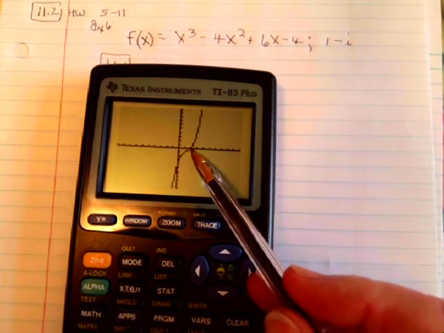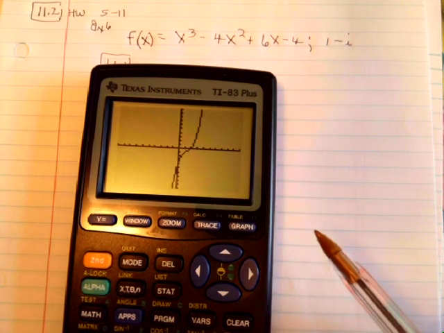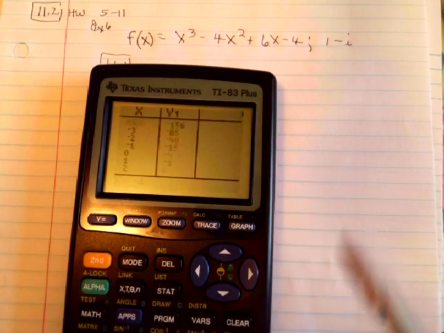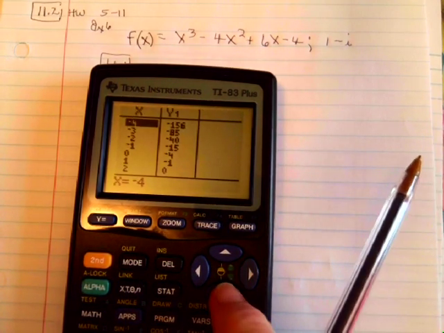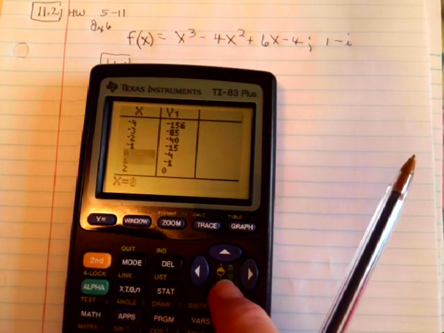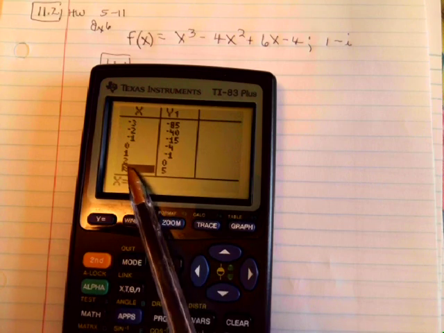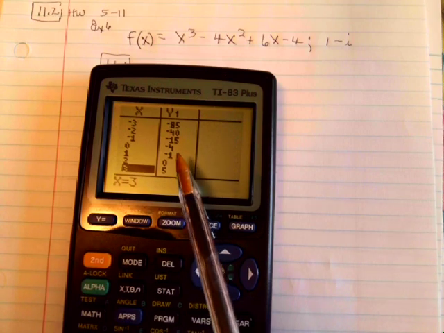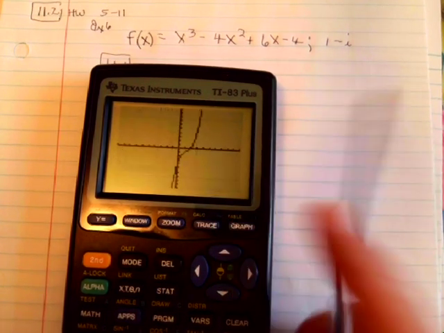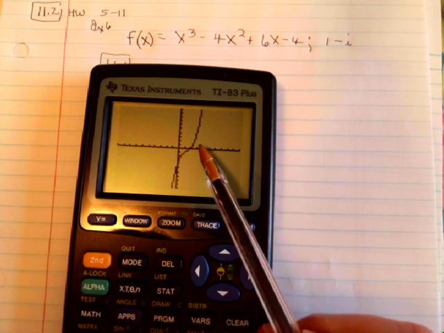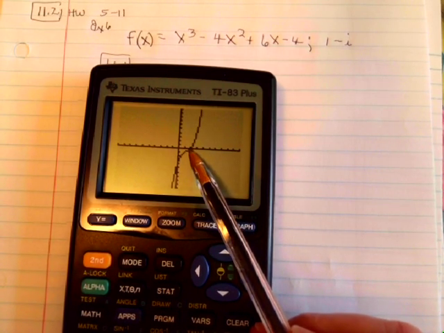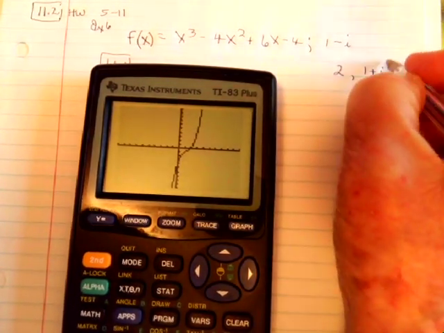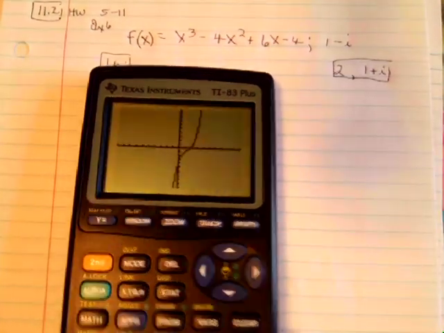Notice that this crosses at 2, or at least it looks like it crosses at 2. If you ever want to be sure, you go second graph, shows a table. Whenever the y value is 0, whatever the x value is tells you that that's one of the zeros, because when this crosses the x-axis, y is 0. So that point right there is (2, 0). So I know 2 is my other answer. So 2 and 1 plus i. Got my 3 answers, didn't have to do any work.